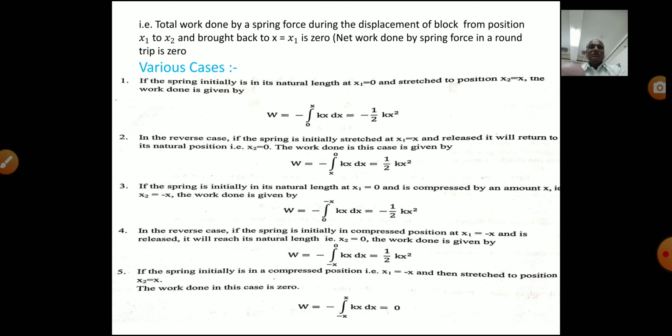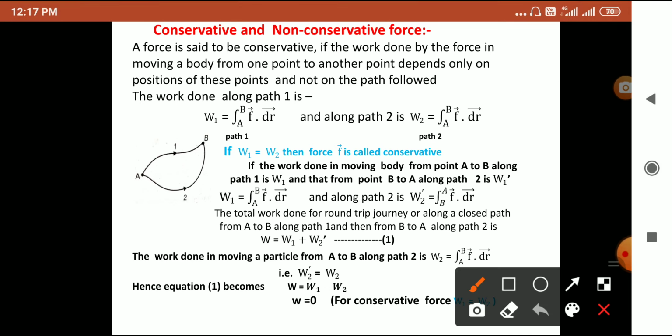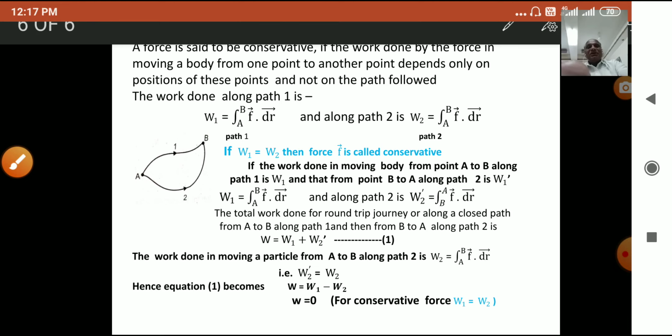Now we will start with the next article, that is conservative and non-conservative forces. We always come across such types of forces. A force is said to be conservative if the work done by the force in moving a body from one point to another point depends only on the position of these points and not on the path. Then this force is called a conservative force. For this, consider the figure which is here to understand this conservative force.